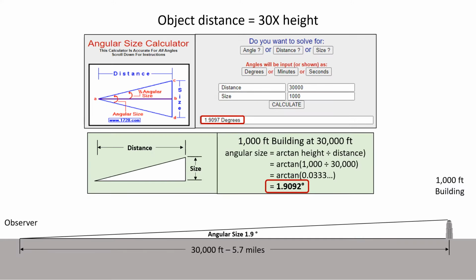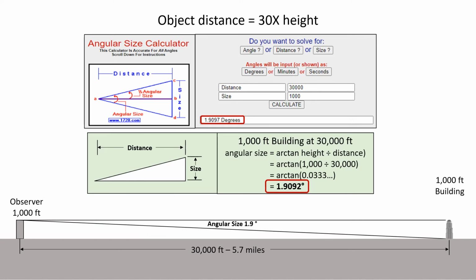But in this debate, we're talking about objects that are miles away. So as I show in the example here, when the object is about 30 times its height in distance, then the angular size calculation is really going to be the same. I mean, in this example, the difference is 5/10,000ths of a degree, which is nothing. And this doesn't even change if the observer is at 1,000 feet instead of 0 feet. So yes, the online calculators are perfectly okay.